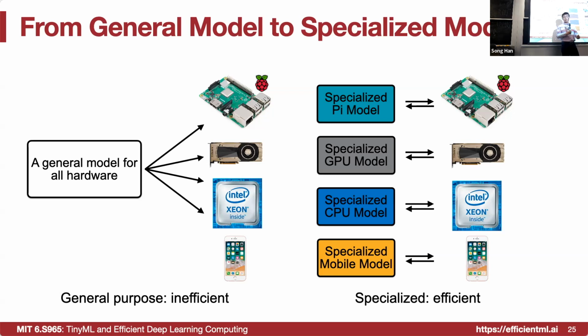For the Raspberry Pi, which has limited memory and limited computation, limited CPU width, we probably want smaller, more depth-wise layers. And for the GPU, we probably want to avoid those depth-wise layers, which have low parallelism. So we need to specialize and customize models for different hardware platforms.